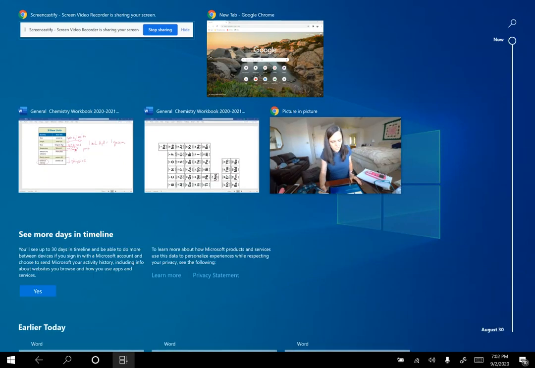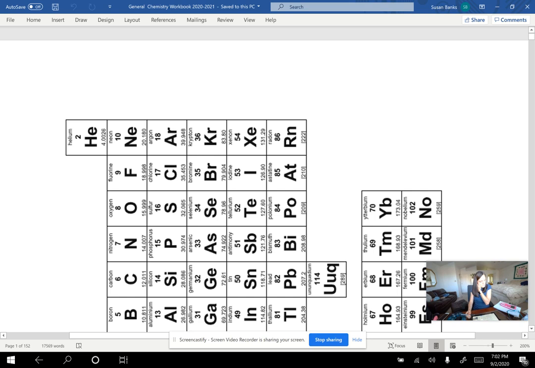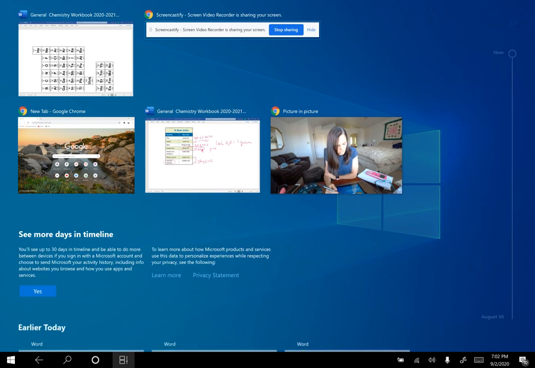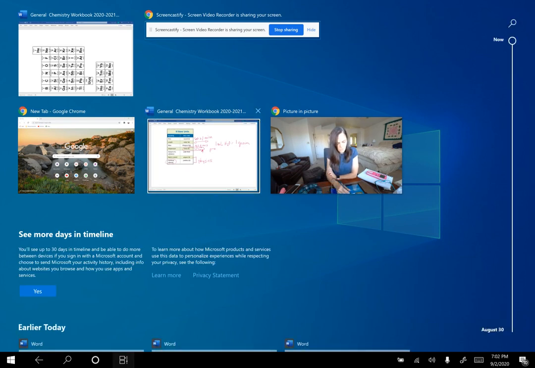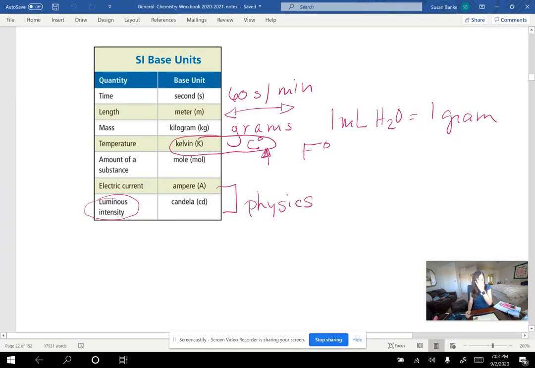All right, chemistry people, we are going to do some more notes today. Let's see, is that the workbook I want? I'm not sure it is. This is the workbook I want. Here we go. Let's open up this.